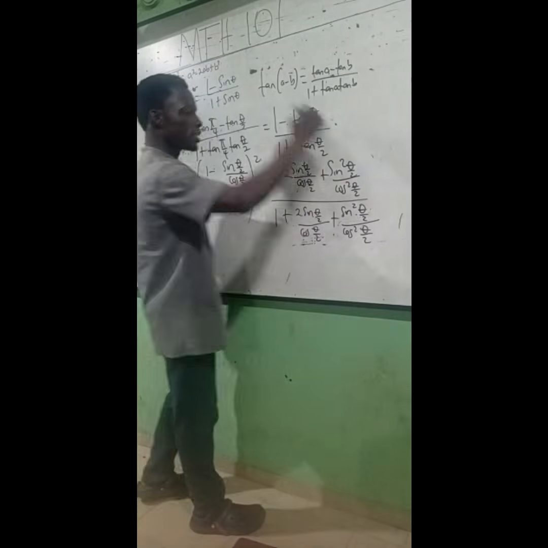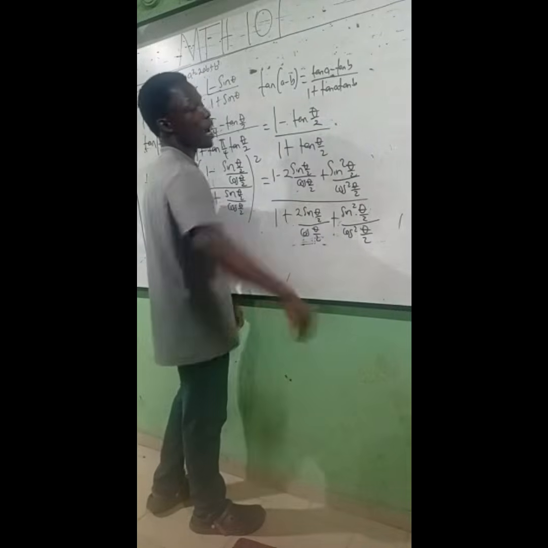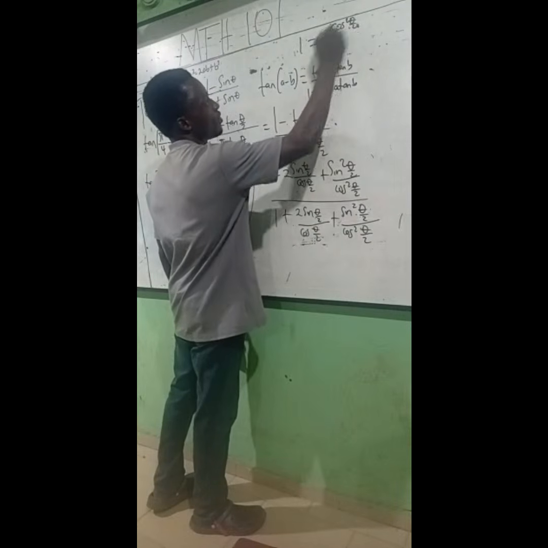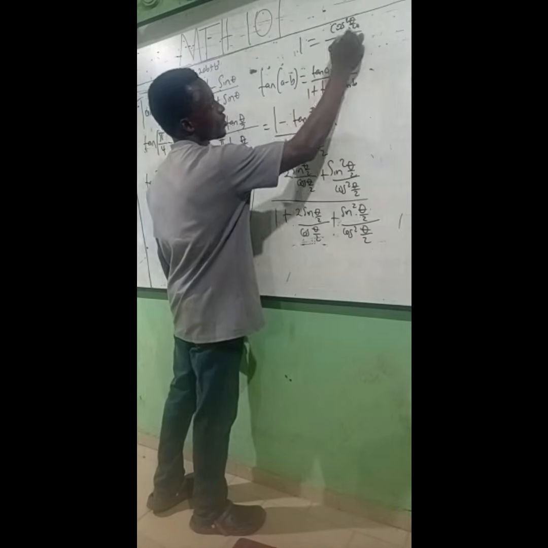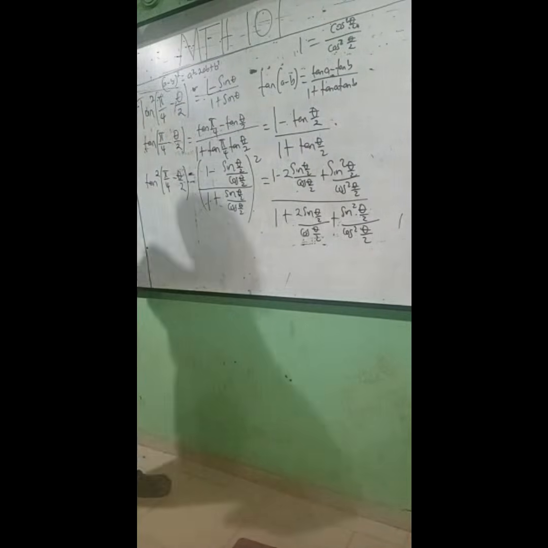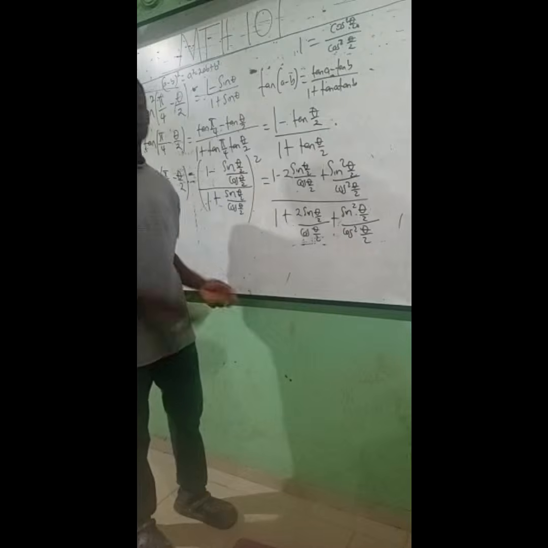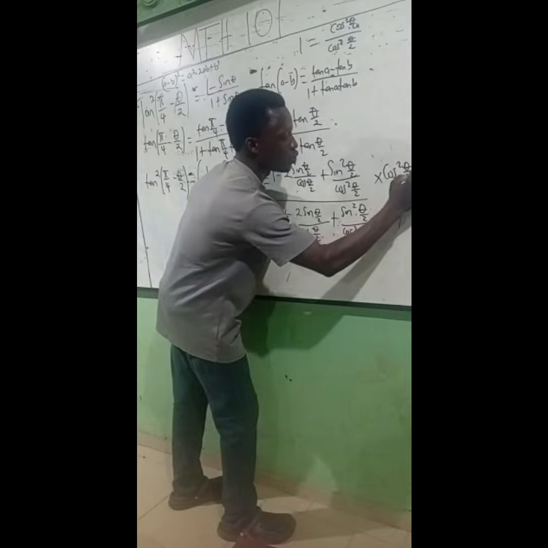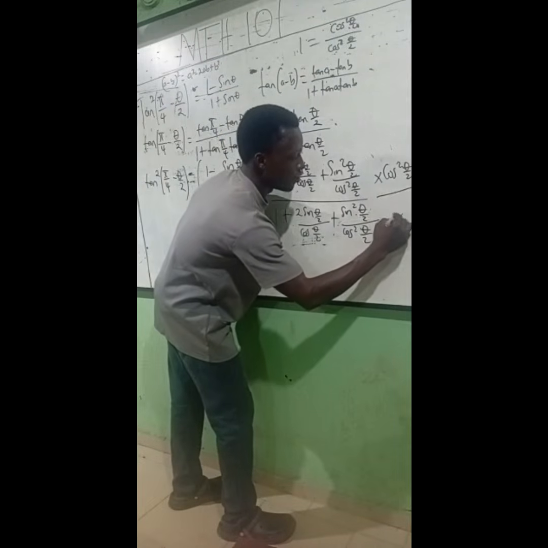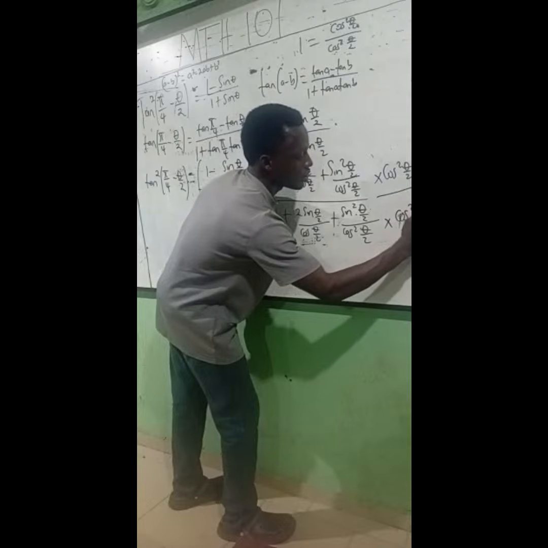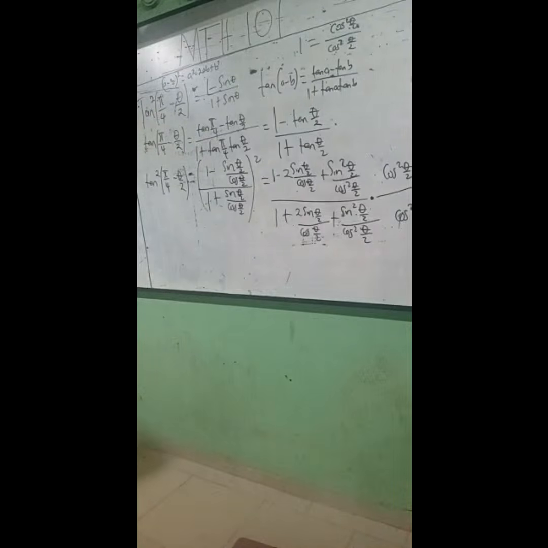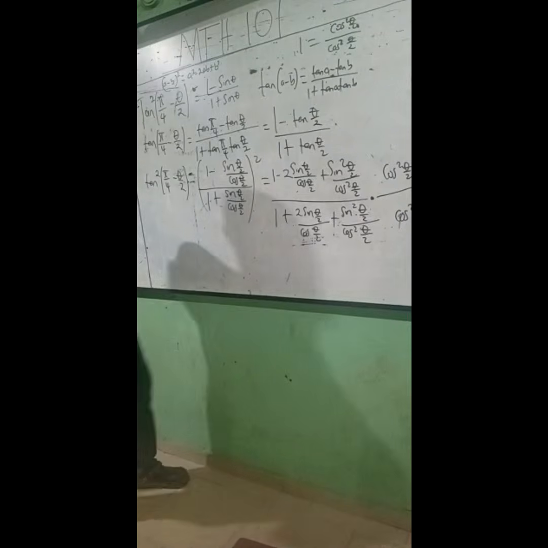Multiplication rather, not division. Just multiply everything by 1, and I can write 1 as cos square theta over 2 divided by cos square theta over 2. Is this not 1? If I multiply everything by 1, I'm not changing anything. So I'm multiplying both the numerator and the denominator by cos square theta over 2. Is that clear?